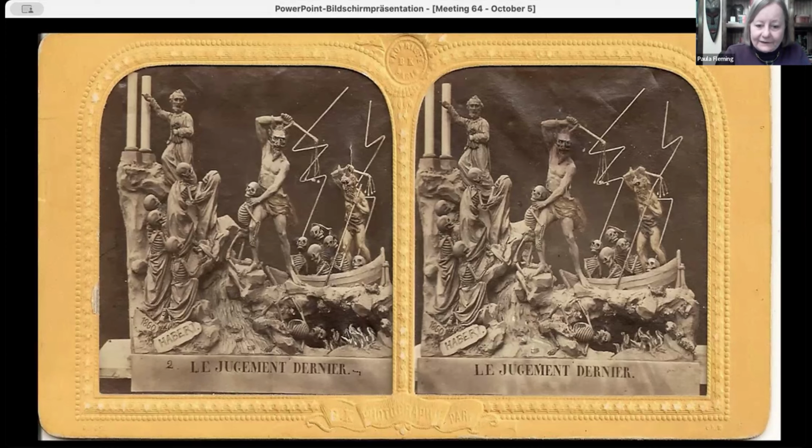Down at the bottom left, you can see this sculpture was created by Hebert, and he signed it and dated it 1860. Some of them are signed, some of them aren't. Okay, next.